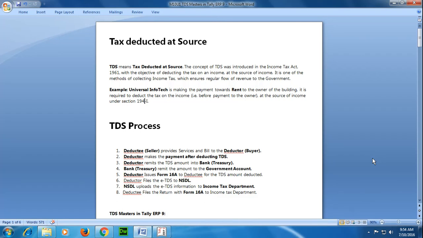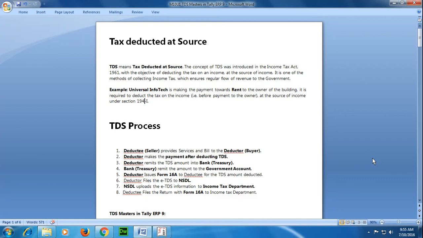Hello students, in this tutorial we will learn what is TDS, tax deducted at source. The concept of TDS was introduced in the Income Tax Act 1961. The only objective was to generate a regular flow of revenues to the government of India.